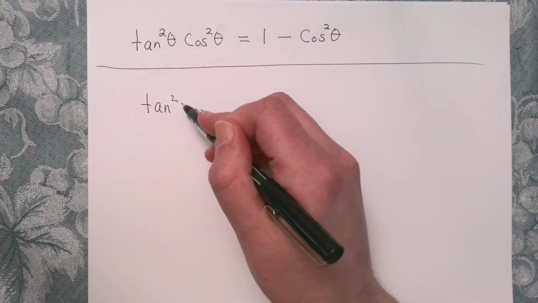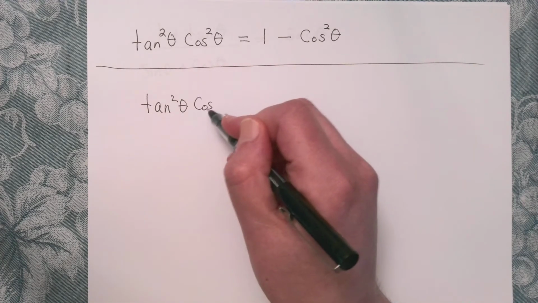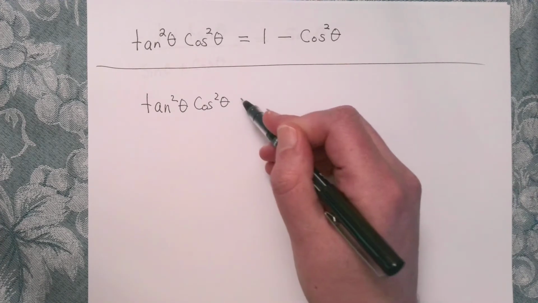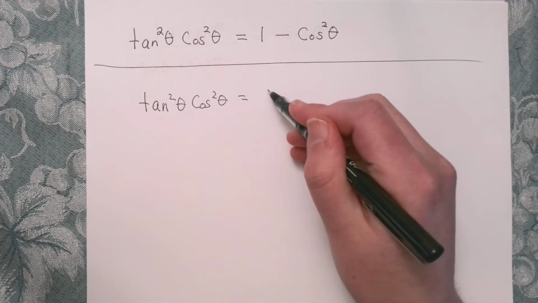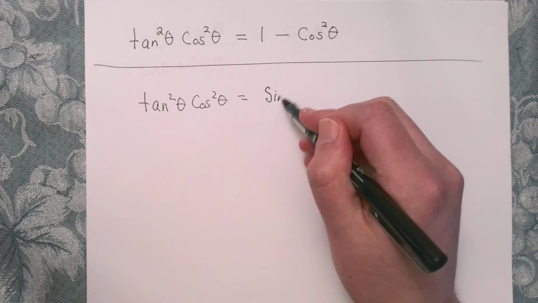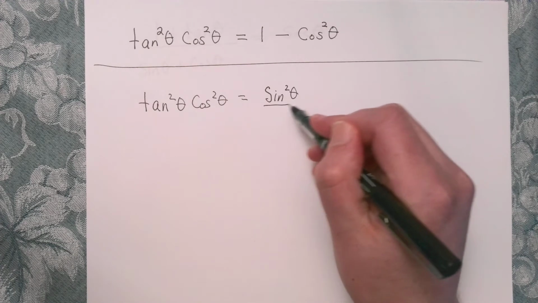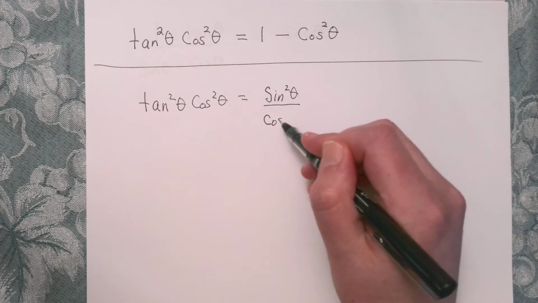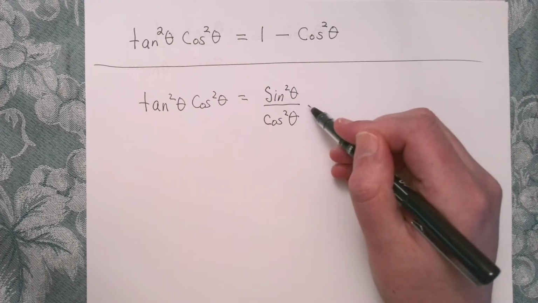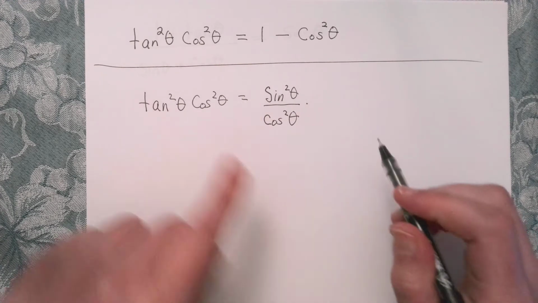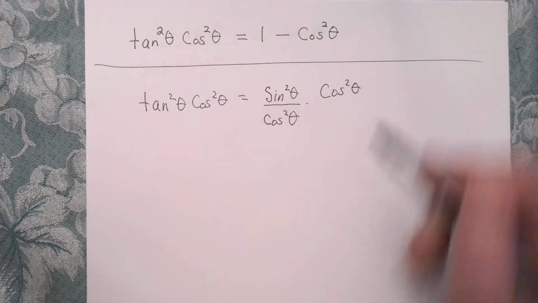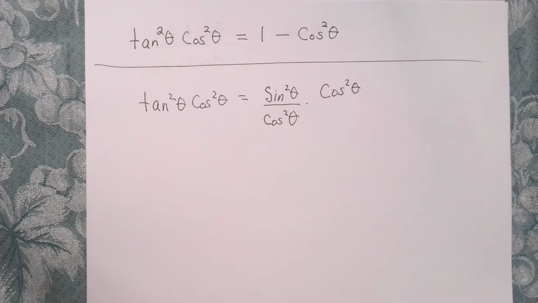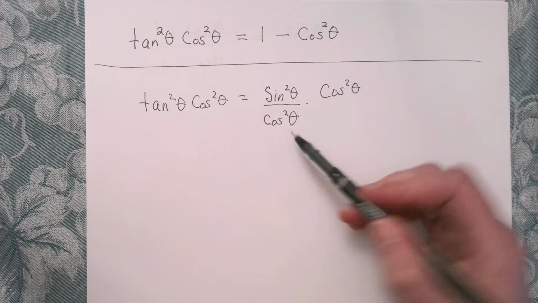So tangent squared of theta times cosine squared of theta. Let's see here. Well, I know that tangent squared is equal to sine squared of theta over cosine squared of theta. So maybe I'll rewrite that. I still have this cosine squared of theta. Okay, so it seems like the cosines are going to cancel.